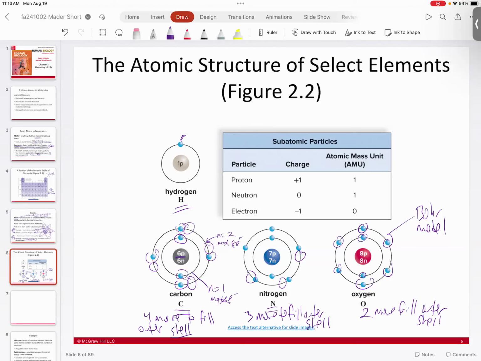So if you're taking a look at how many it takes to fill out this outer shell, which has a maximum of 8, carbon needs 4 more to fill the shell, nitrogen needs 3 more to fill the shell, and oxygen only needs 2 more to fill the shell.